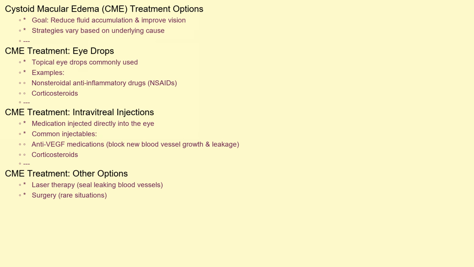Common treatments include topical eye drops, such as nonsteroidal anti-inflammatory drugs, or NSAIDs, and corticosteroids. Intravitreal injections, which are injections of medication directly into the eye, are often used. Common injectables include anti-VEGF medications, which block the growth of new blood vessels and reduce leakage, and corticosteroids. Laser therapy can also be used to seal off leaking blood vessels in some cases. In rare situations, surgery may be necessary.